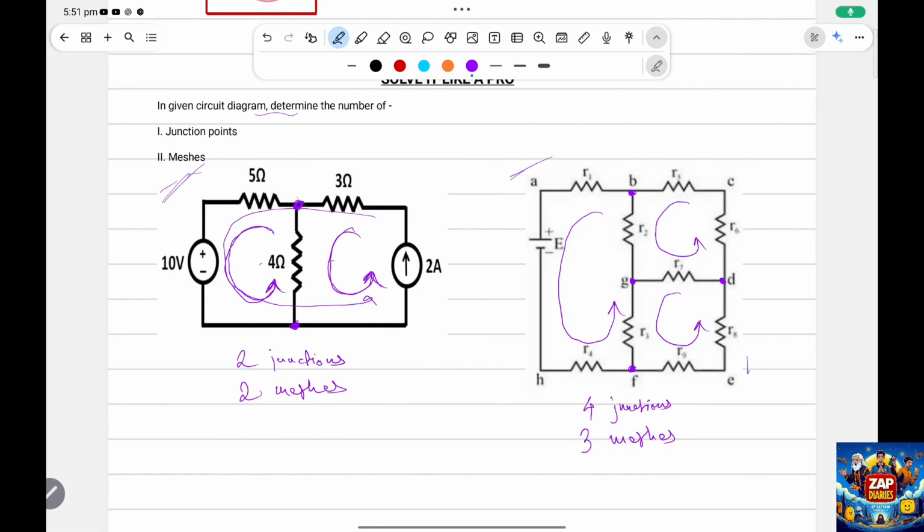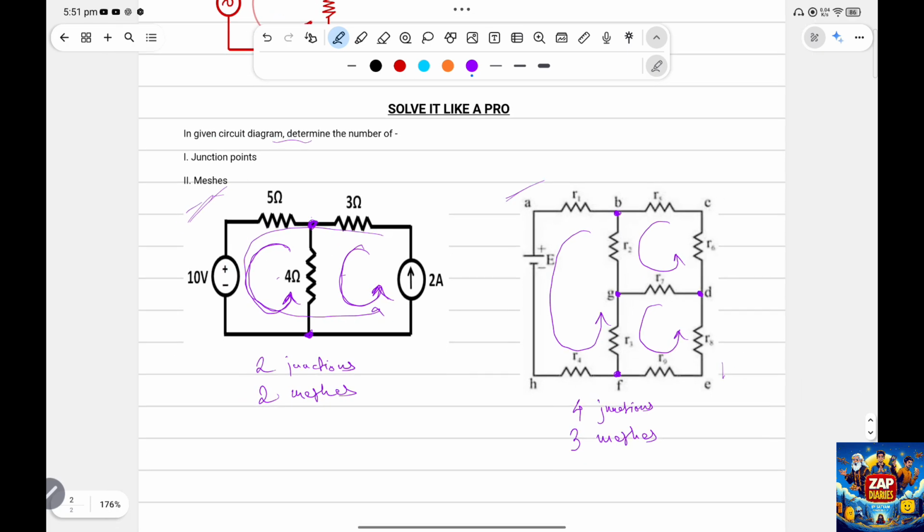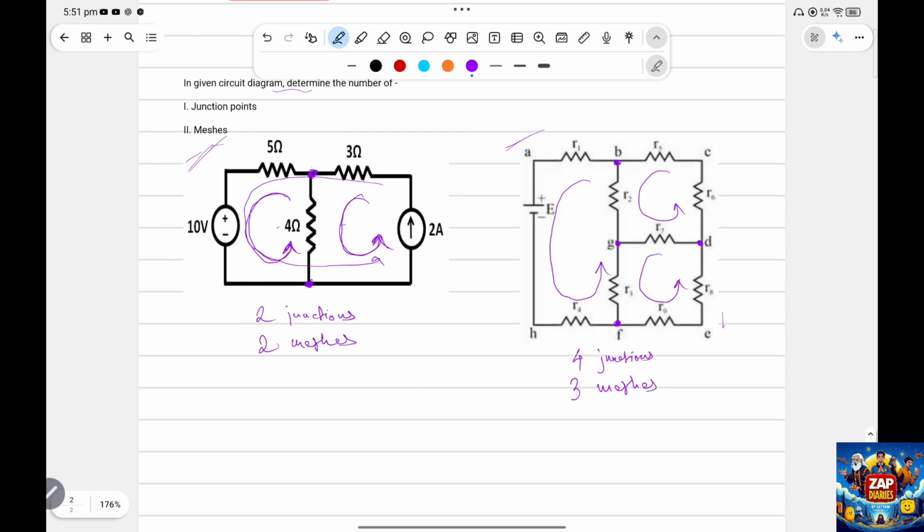So this is all about the basics of network terminology. We will dive deeper into this in the next episode.